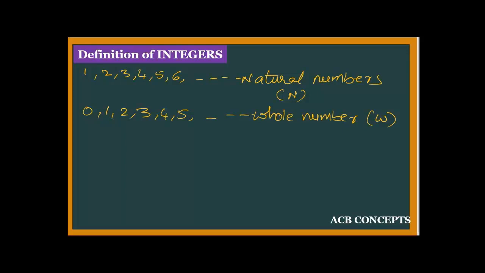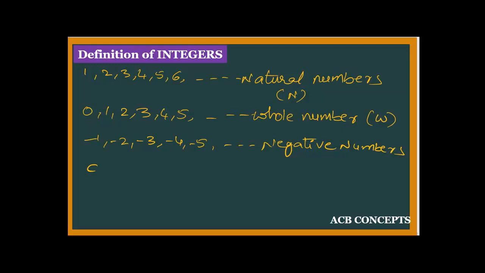Apart from these numbers, there are other numbers. What are they? -1, -2, -3, -4, -5 and so on, called negative numbers. Now the collection of whole numbers and negative numbers is called integers.